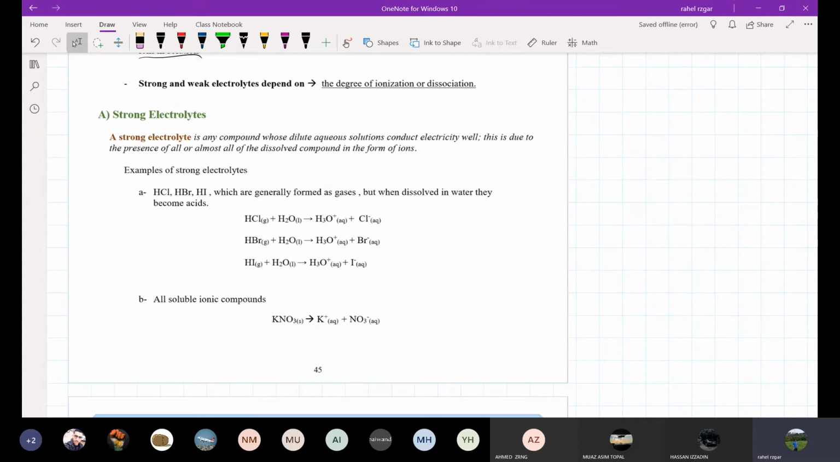So strong electrolytes: any compound whose dilute aqueous solutions conduct electricity very well is called a strong electrolyte. So if a solution conducts electricity very strongly, it's a strong electrolyte. Why? This is due to the presence of all or almost all of the dissolved compound in the form of ions. It means that every molecule that is dissolved, what will happen to it? When they dissolve, they become ions.